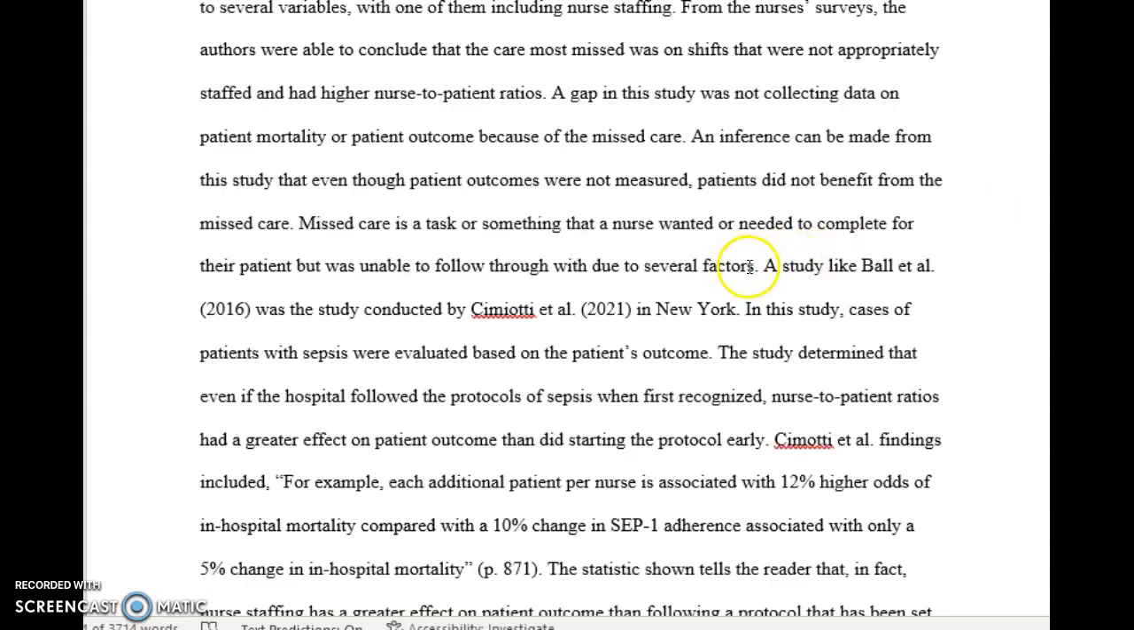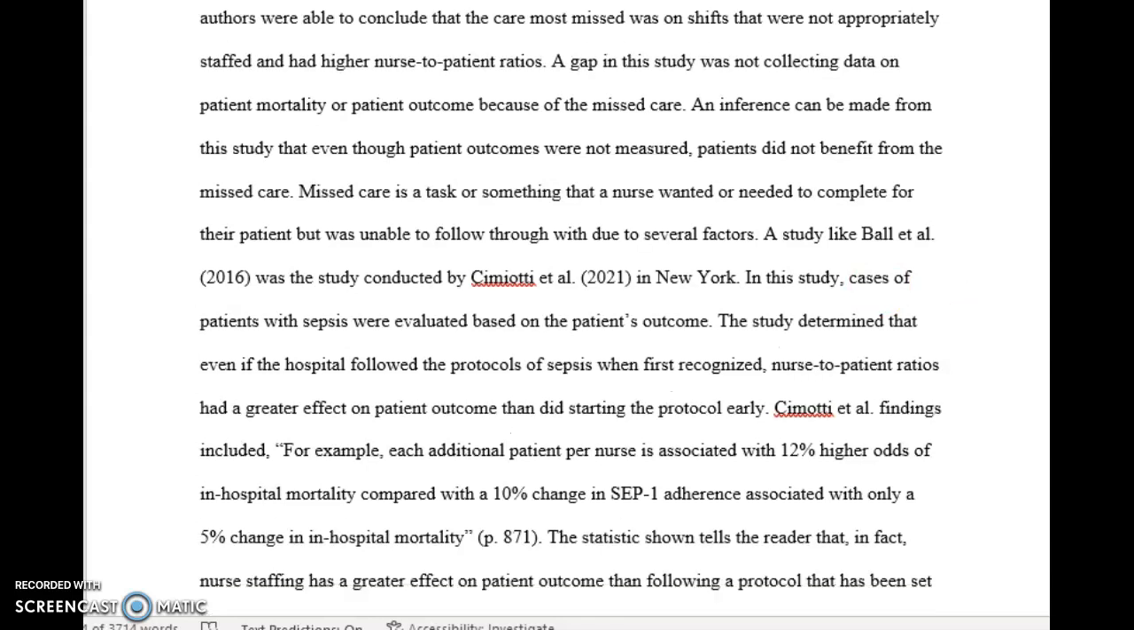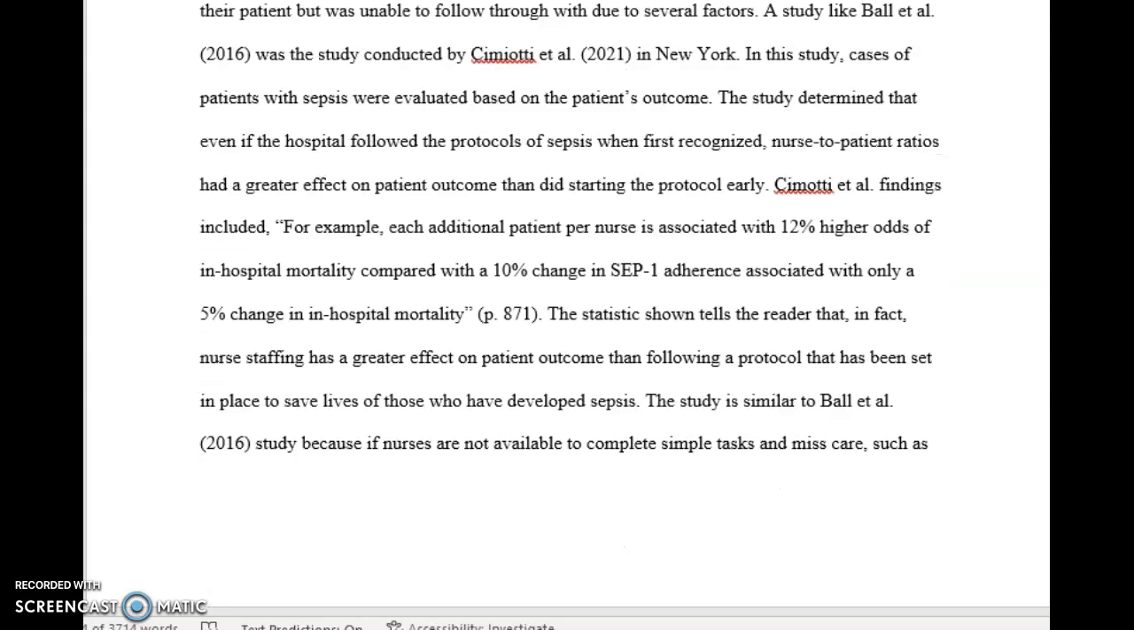And so this is a nice transition. A study like Ball, et al., was the study conducted by. And so the use of transitions will be important when moving from one research article to another. Here, a citation or there was a quote used, and note the page number, which is necessary with a quote.